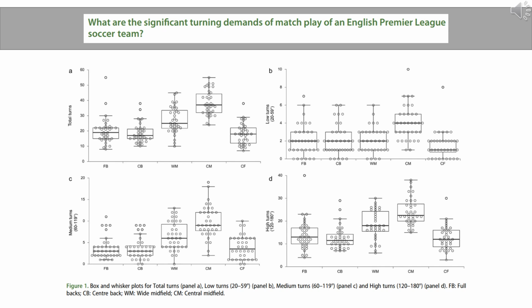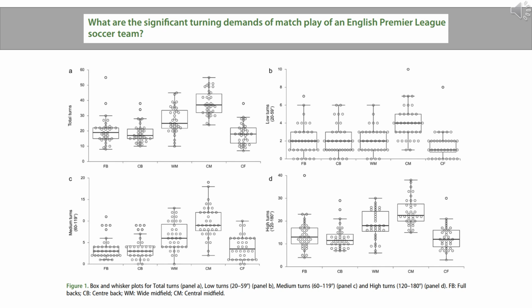So this particular study looked at what are the meaningful turning demands of match play during competition of an English Premier League soccer team. And this data was conducted over 18 matches during the 2020-2021 competitive Premier League season. And what you see is there's 4 different graphs here. The graph top left, A, is looking at the total amount of turns that are typically conducted by fullbacks, centre-backs, wide midfielders, centre midfielders and centre forwards.